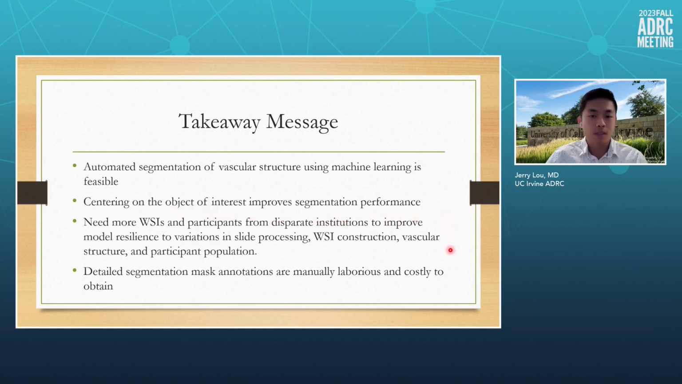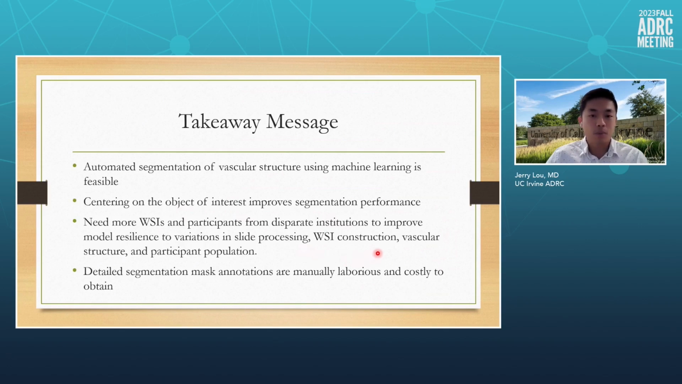And then I think something that we need for next steps is more whole slide images and participants from disparate institutions, because something that can affect the model performance is slide processing. There are different types of slide staining and different procedures for processing the slide that can eventually affect the model performance, because the slide could appear a little bit more pink or eosinophilic, or it could look a little bit more basophilic, a little bit more purple, depending on the processing.